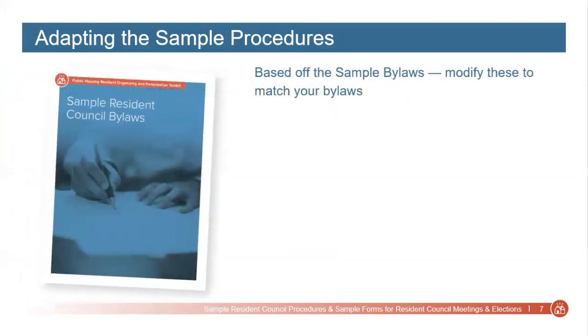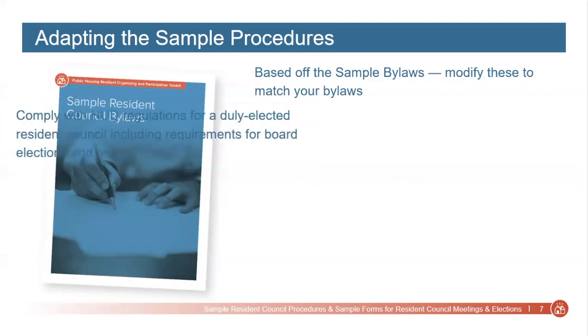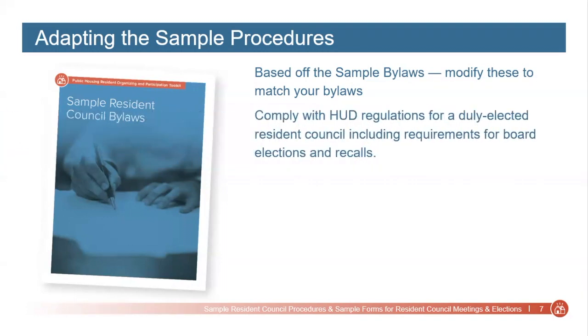These sample procedures are based on the sample bylaws provided in this toolkit. The procedures provide more detail for important resident council functions. If you have adapted or amended the bylaws, or if the board or membership of your resident council has made a decision that is different from what was suggested in the sample bylaws, you should modify these procedures to match your bylaws and decisions. The sample procedures comply with HUD regulations for a duly elected resident council, including HUD requirements for board elections and recalls.